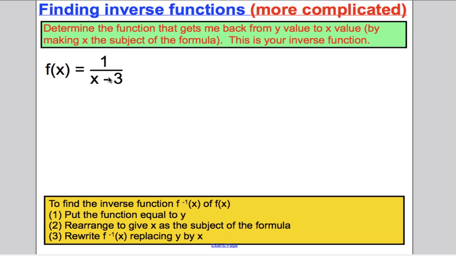And I'm going to talk through what these boxes mean here. These are the ideas behind it. But here, imagine we have a function, f of x is 1 over x minus 3. It's harder to think what happened to x and to take that process backwards. So there's a more formulaic method I'm going to show you now on how to find the inverse function.